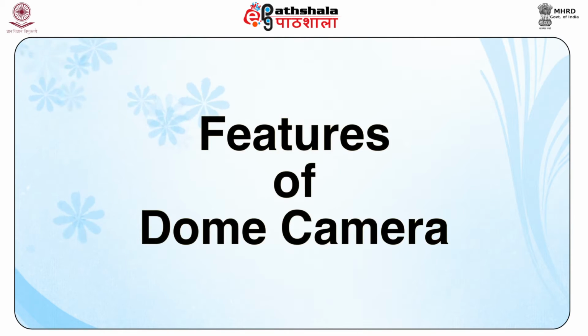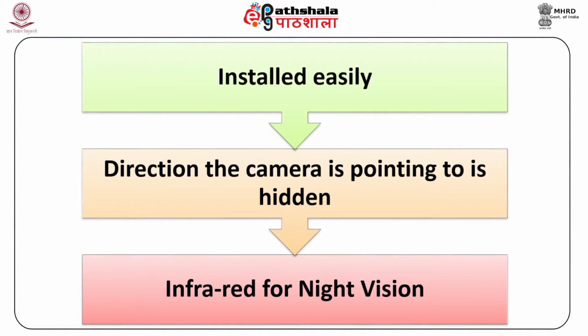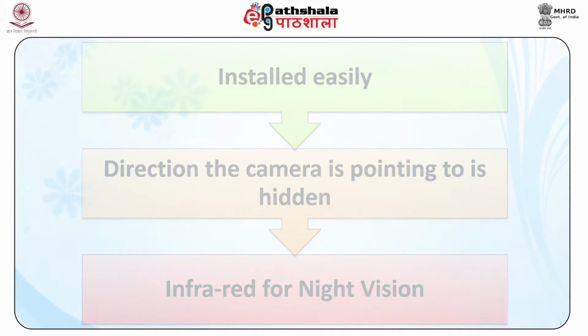Now, what are the various features of a dome camera? Dome cameras can be installed easily. Usually 2 screws are sufficient. As dome cameras have an enclosed lens, the direction the camera is pointing to is hidden. Domes can provide infrared for night vision.